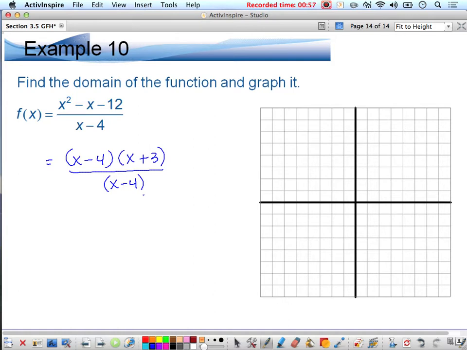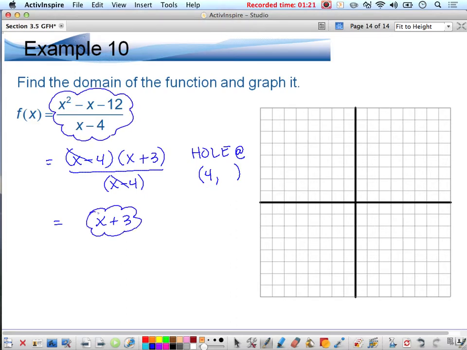So it turns out this guy has a hole at 4 comma what? Very good question. Let's see. What's left if I cancel that? X plus 3 over 1, right? Do you all understand that? Okay. So this is what we call the unreduced function, and this is the reduced function.